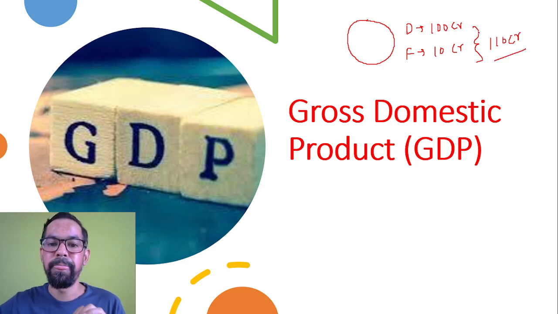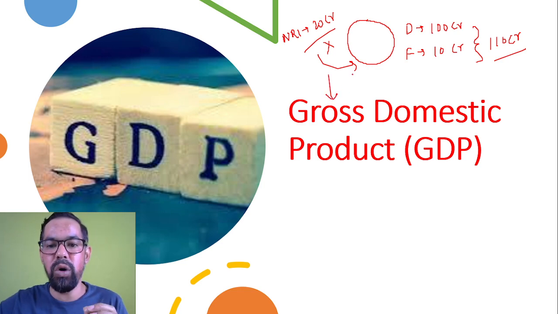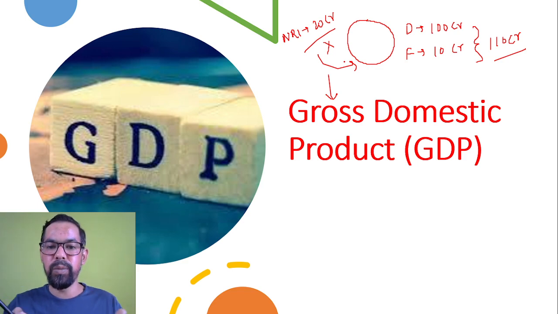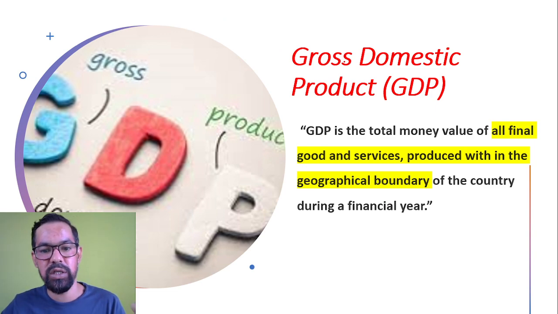Now there is a case where some Indians who are living in foreign countries also produce 20 crore rupees, but we will not add 20 crore rupees in the case of GDP. GDP is all about these geographical boundaries. Within that geographical area, whatever production of final goods and services we are doing will be part of your GDP, gross domestic product. Just go for the definition, you'll find it.